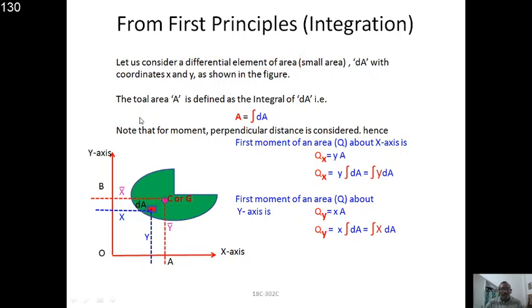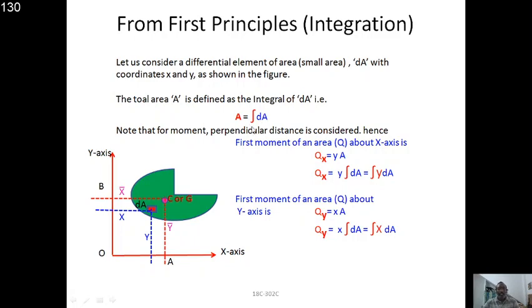So with that small area, I integrate over its limits. What are the limits? This is the starting point, this is the ending point, this is one boundary condition, and this is also a starting point and this is also an ending point. So these two are the boundary conditions. By using these boundary conditions and summation, or integration, I can obtain the areas and centroids using the moments.